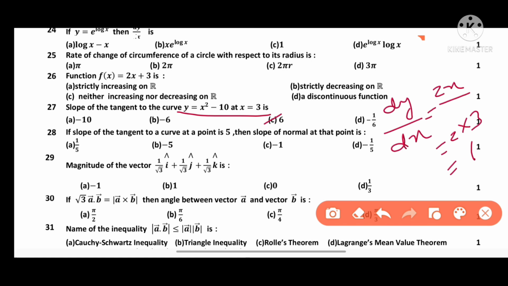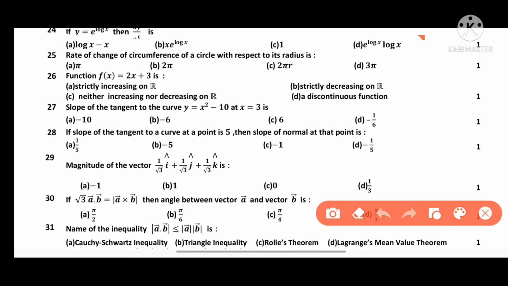Next, if the slope of tangent to the curve at a point is 5, then slope of normal. If slope of tangent is 5, then slope of normal is minus 1 by 5, because slope of tangent multiplied by slope of normal is equal to minus 1.